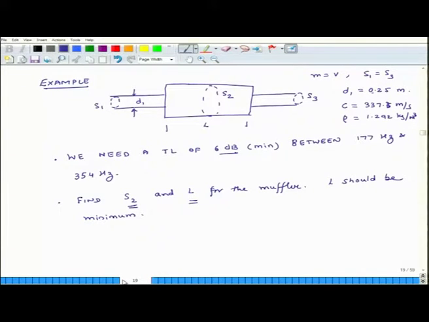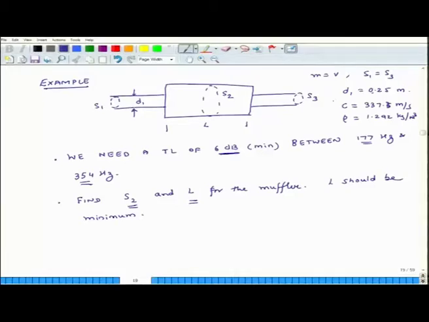So, yesterday we had introduced this problem where the statement was that we have to design a single chamber expansion muffler, and specifically we are expected to determine the cross sectional area of the chamber, which is S2, and its length, such that we have a minimum transmission loss of 6 decibels. It can be more, but minimum transmission loss of 6 decibels between 177 hertz and 354 hertz. And in this process we have to make sure that the length of the chamber is as small as possible. So, how do we go around doing that?